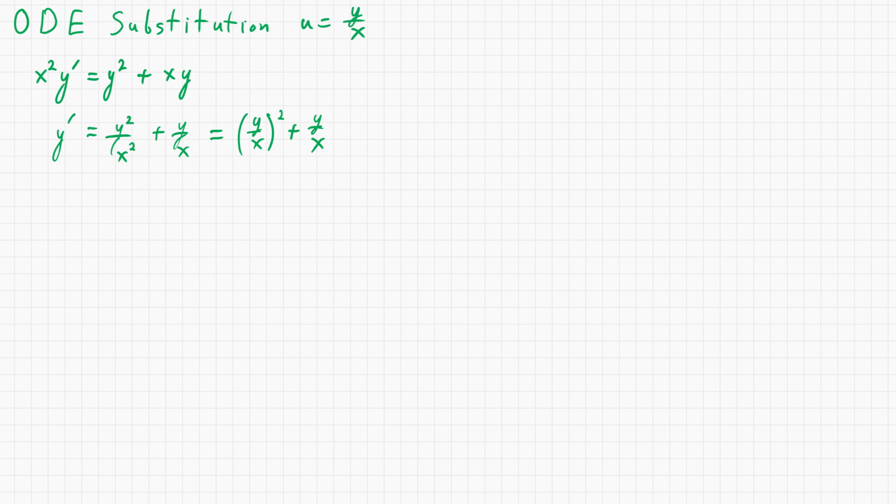And so if we go through, our u from before, x times u is equal to y, so then x u prime, taking the derivative, plus u is equal to y prime. So we can exchange this differential equation for x u prime plus u is equal to u squared plus u. And then we go and we try to solve. So doing that, let's take a look.